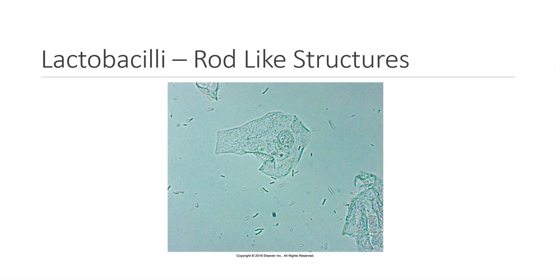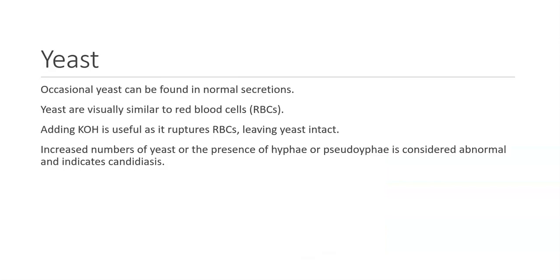This picture illustrates the lactobacilli, which appear as rod-like structures around the epithelial cells. An occasional yeast can be found in normal vaginal secretions, and you have to be careful when looking at the sample microscopically because yeast are visually very similar to red blood cells. Adding KOH is useful as it ruptures the red cells and leaves the yeast intact. Increased numbers of yeast or the presence of hyphae or pseudohyphae is considered abnormal and indicates candidiasis.